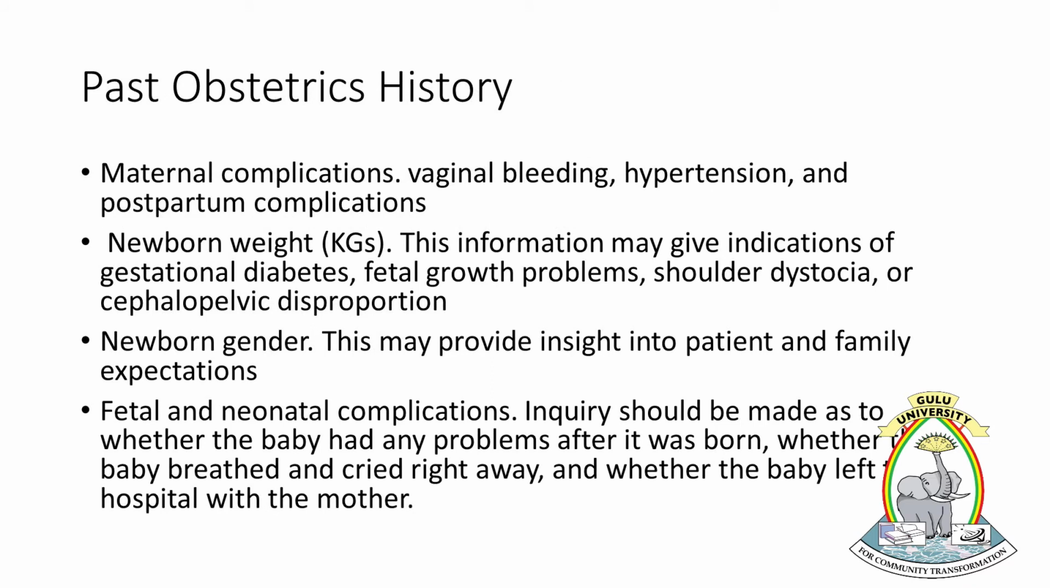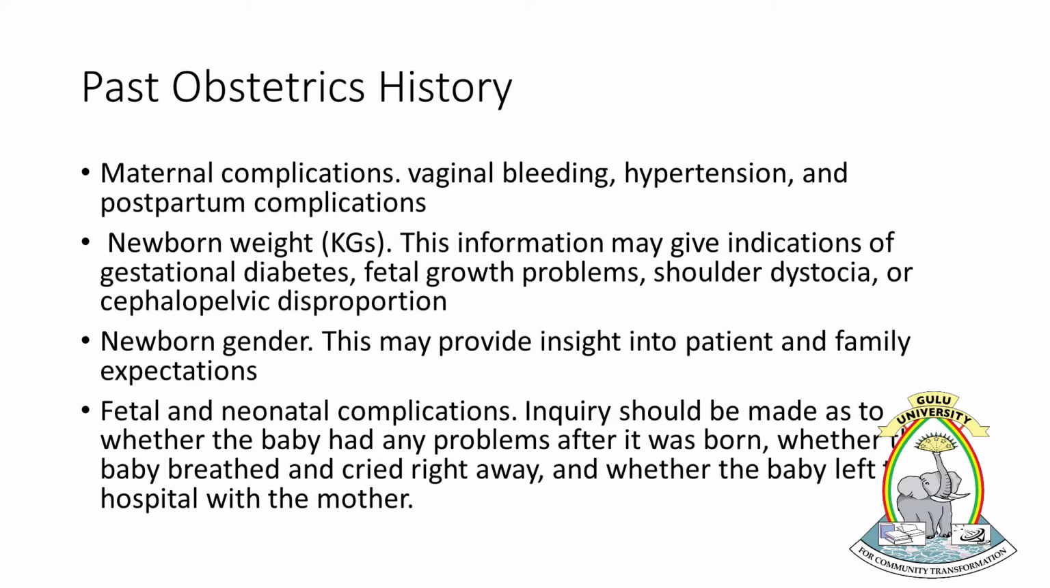The past obstetric history should look at the maternal complications that occurred in the previous pregnancy. Maybe she had bleeding, hypertension, postpartum complications, including bleeding, and maybe postpartum psychosis. Normally, it's very key to look at the psychiatric history at this point, because that may actually repeat itself. If a mother has had postpartum blues, it should be noted at this point.